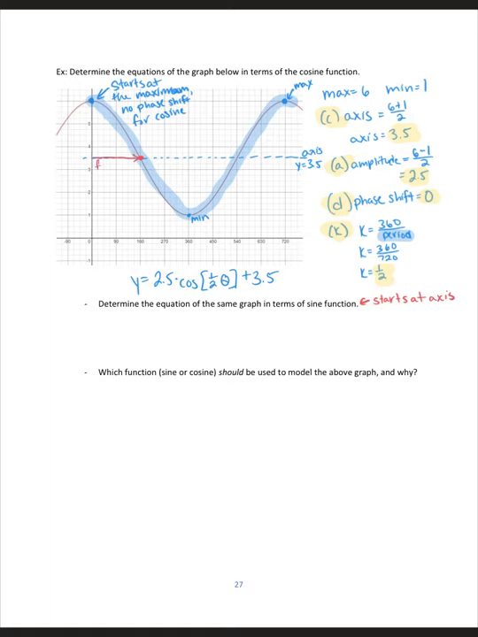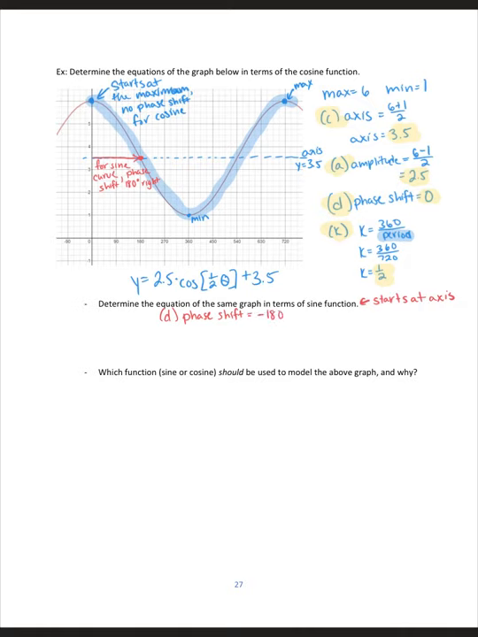So for our sine curve, we need a phase shift of 180 degrees to the right. Remember, that is going to be represented by our d value, our d variable. So we have a phase shift. And if we're moving it to the right, it's going to have to be a minus 180.